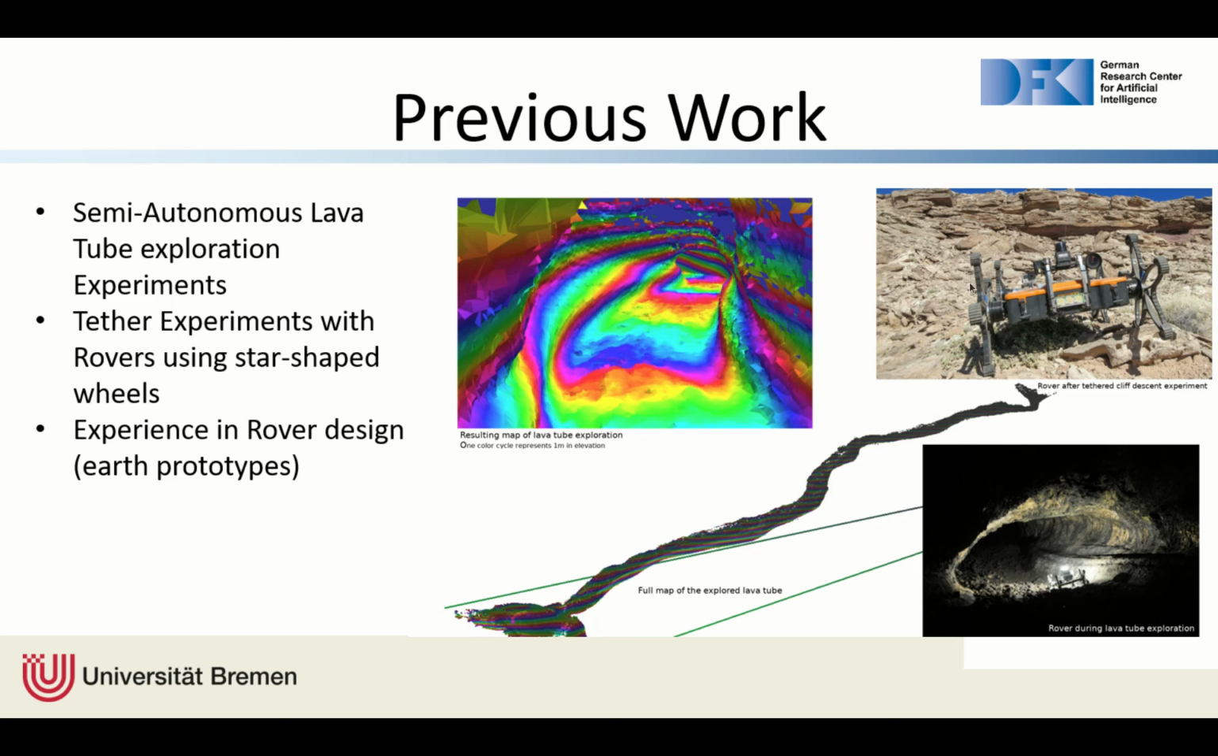And on the upper right hand side you can see a rover in a tethering experiment. There's a small tether up here over a cliff, and also you can see the star-shaped wheels we propose for the exploration rovers.